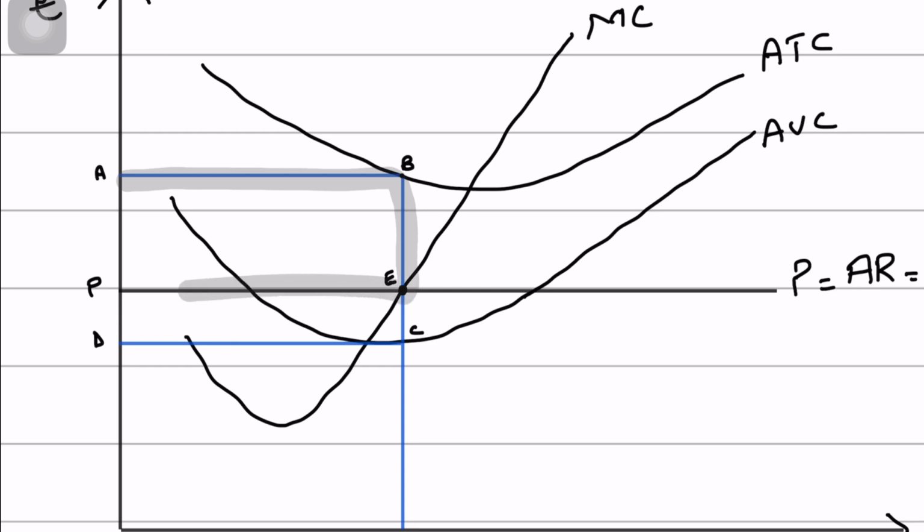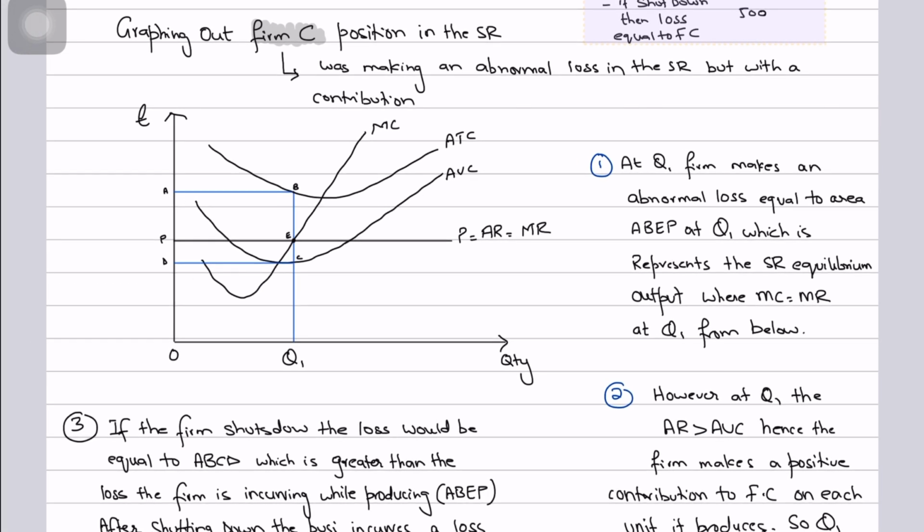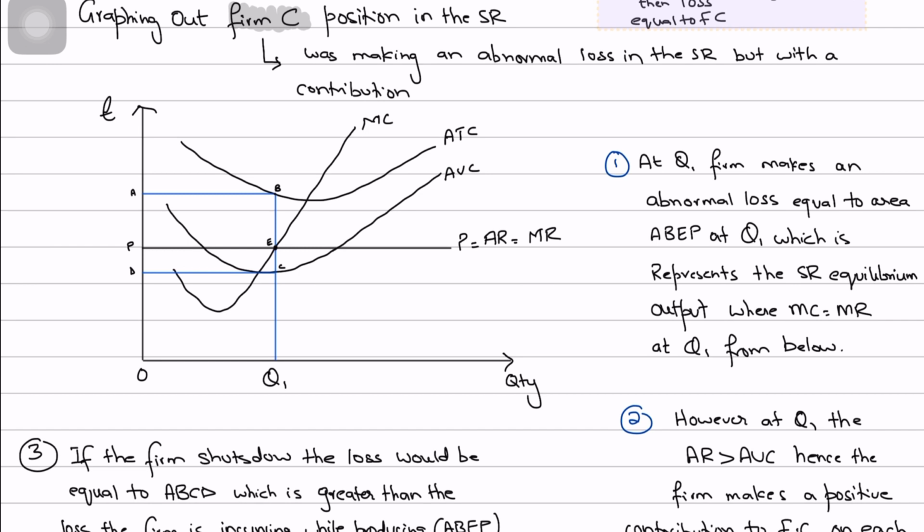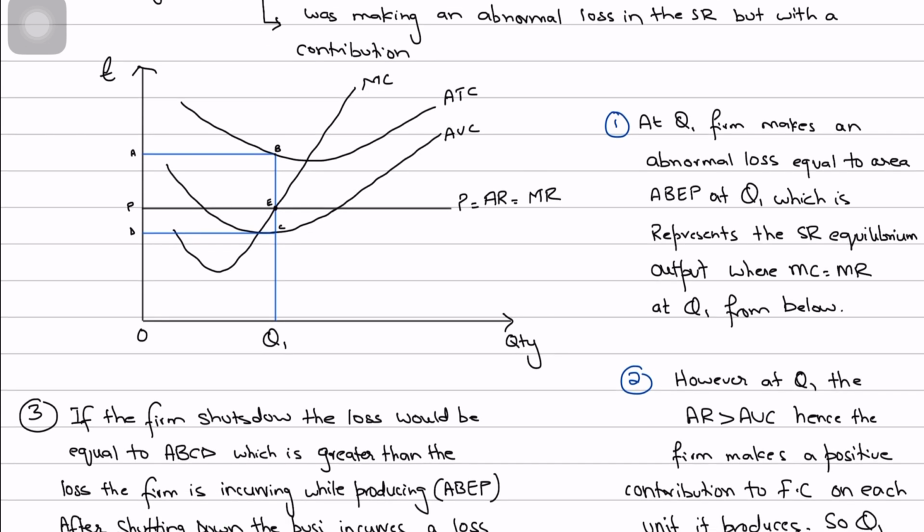This entire box is your subnormal profit, which is an economic loss, right? This area. Why? This we have already seen in the previous video, so there's no point to repeat. And this represents a short-run equilibrium output where MC equals MR at Q1 from below. From below, it is necessary to say. MC equals MR from below, it is necessary to say.